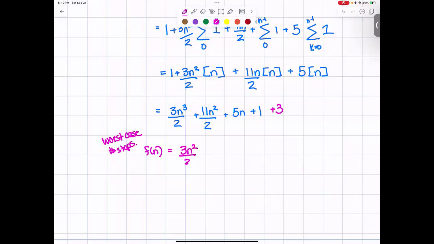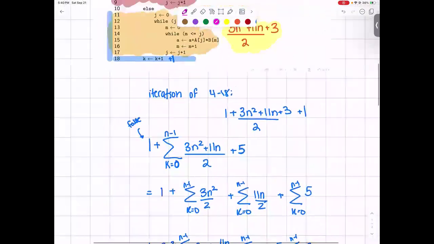3n cubed over 2 plus 11n squared over 2 plus 5n plus 4. Oh, why do I keep putting a squared there instead of a cube? Slowly killing me there. All right. And again, that's our worst case.